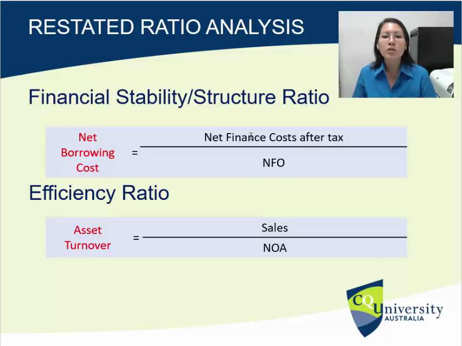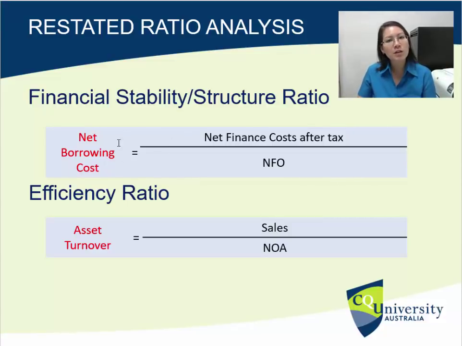So it says, what's your finance costs after tax, and what was your total borrowings, your net financial obligations, so NFO from your restated balance sheet. So this was our net finance costs after tax, and this is divided by, so we're saying how much interest have we paid, how much did we borrow. So essentially it gives us an interest rate.